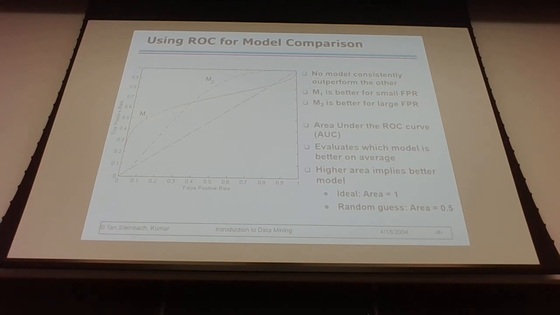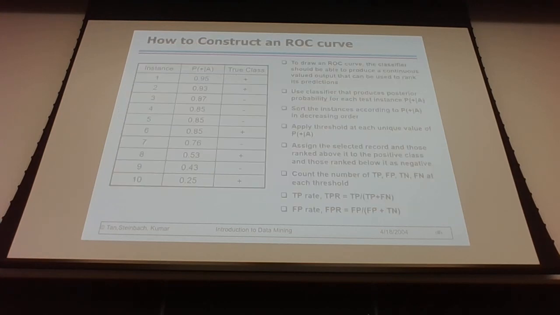So the ideal area is 1, the random guess area is 0.5. So you should have the area under the curve for ROC greater than 0.5. If it is not greater than 0.5, there is no point in using that machine. How to construct an ROC? No need to know. If you are interested, you can read the book, but it's a very old thing.